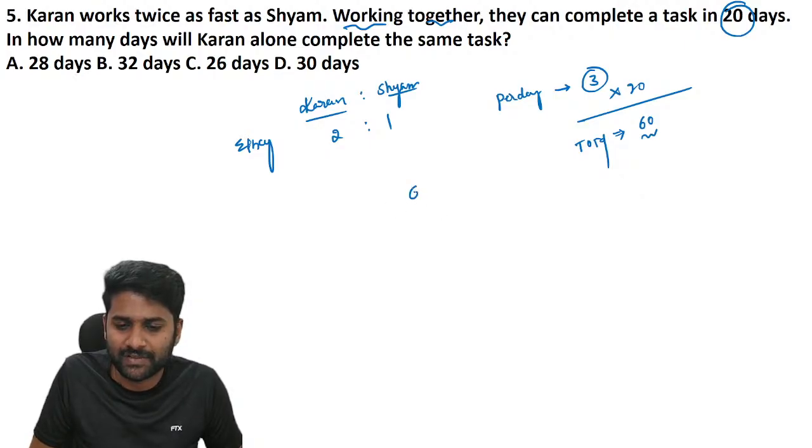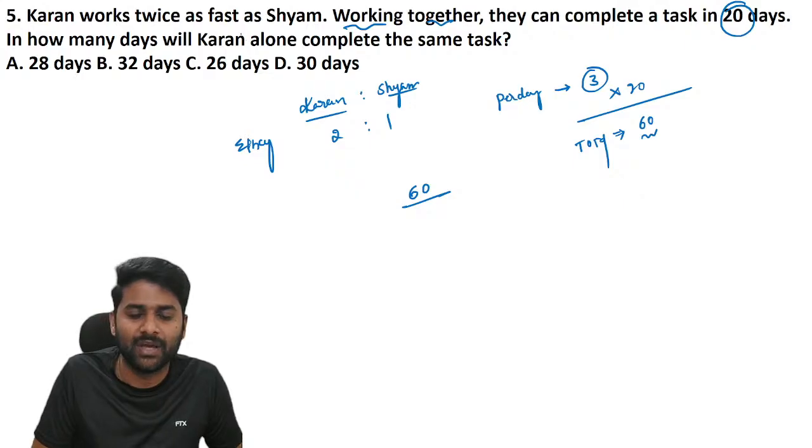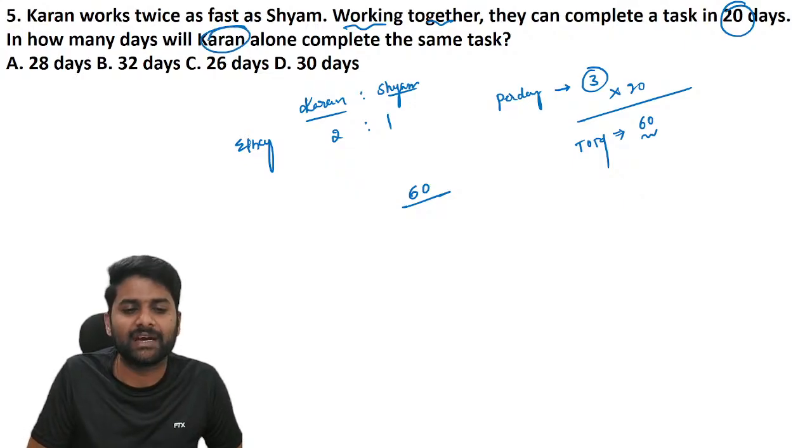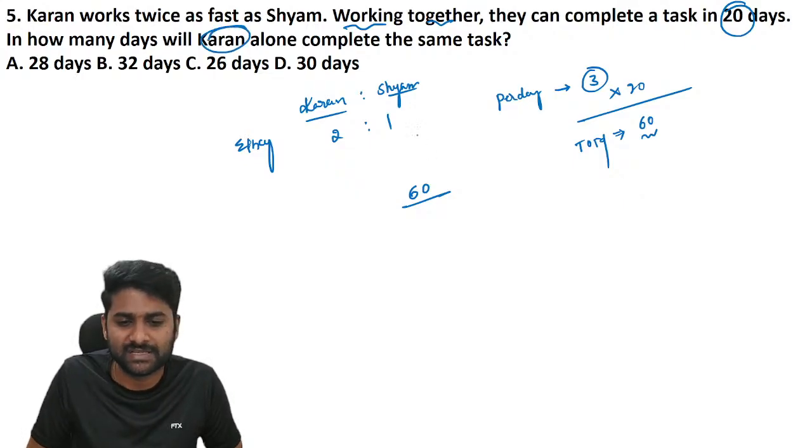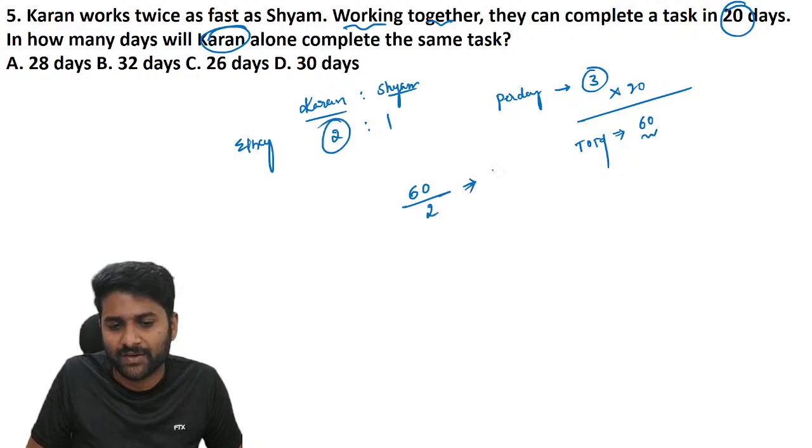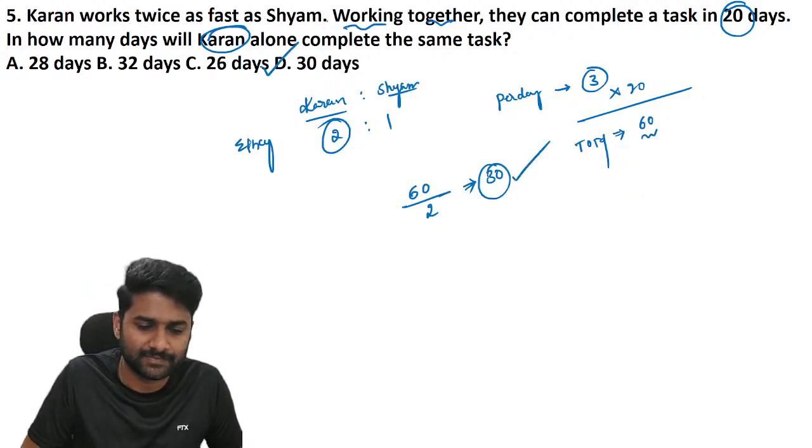Now the question: for these 60 units, how many days will Karan take alone? We are assigning only Karan for this work. How many days does it take? So Karan's efficiency is 2 units per day. For 60 units, he takes only 30 days.